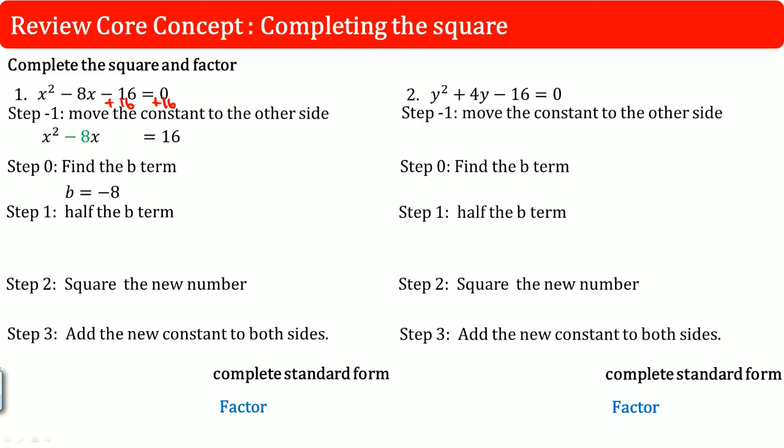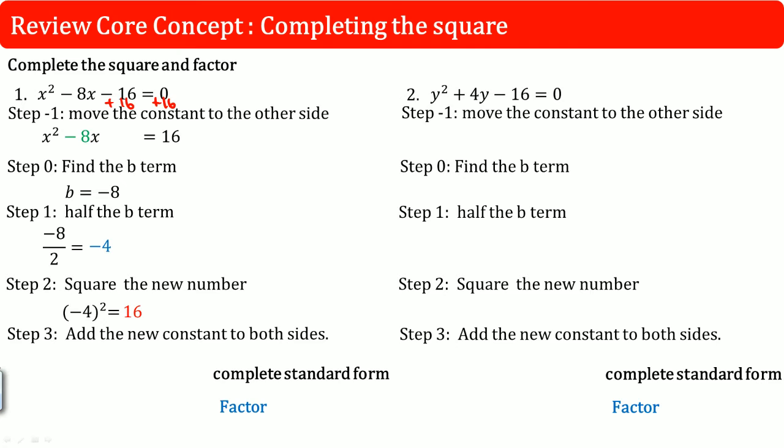So the b term here is -8. We're going to half that. So -8 divided by 2 is -4. Now we're going to square that. Remember, put a parenthesis around that -4 when you square it. -4 squared should become a 16. Notice when you square a number, it is always positive.